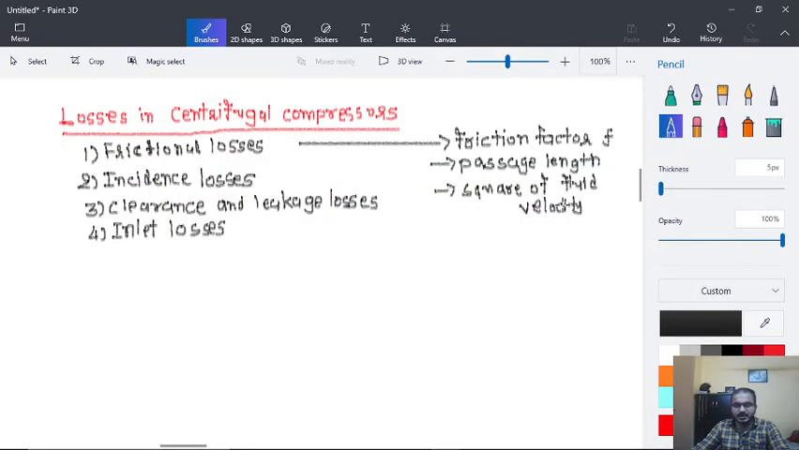So here it can be clearly seen that it depends on the passage length, meaning the higher the length of the blade and the higher the size of the diffuser and volute casing, the higher will be the frictional losses. Similarly, higher impeller speeds will also increase the frictional losses, because the frictional losses are proportional to the square of fluid velocity. So that is the case. Now let's move forward to the next case, that is incidence losses.